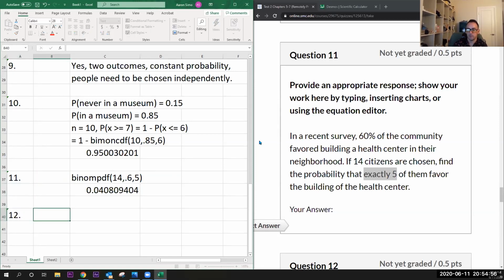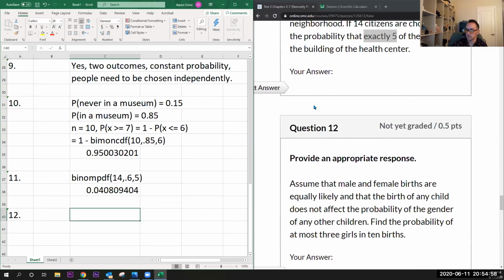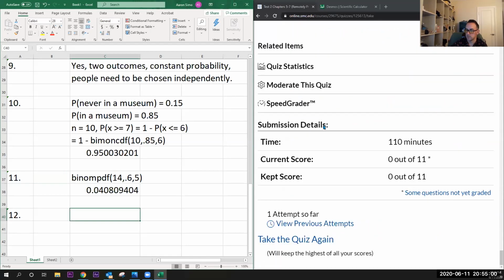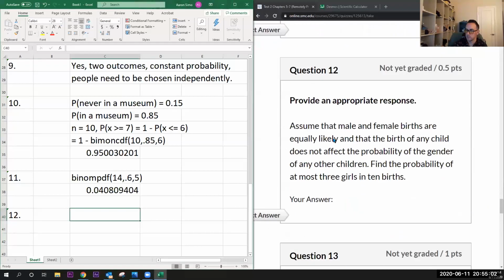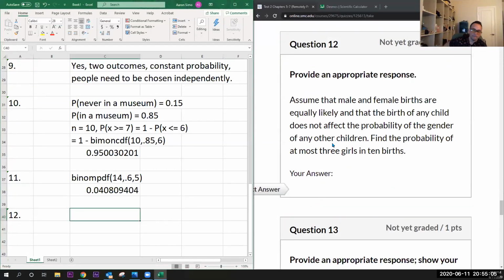Number 12. Can you read it? Assume that male and female births are equally likely and that the birth of any child does not affect the probability of the gender of any other children. Find the probability of at most 3 girls in 10 births. At most.